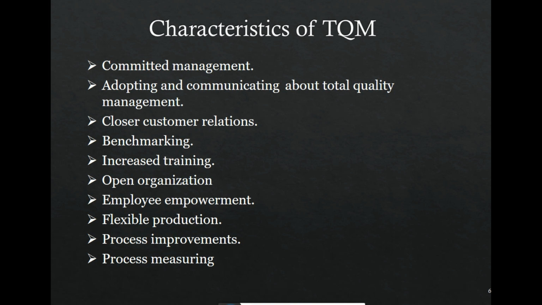Benchmarking. Total quality management has a focus on benchmarking as well. If your product quality is bad, you have to keep a standard of a good one to meet that product standard in the given planned time. That's called benchmarking. And increased training. If you increase training, the employees would be trained and they would definitely improve the quality at each stage.